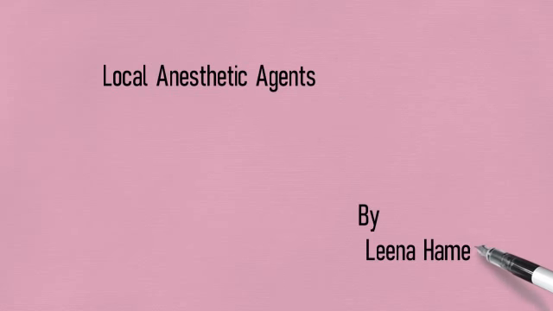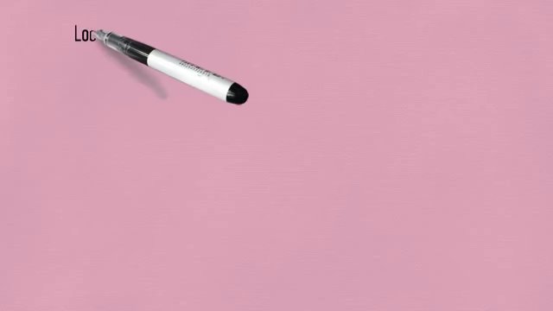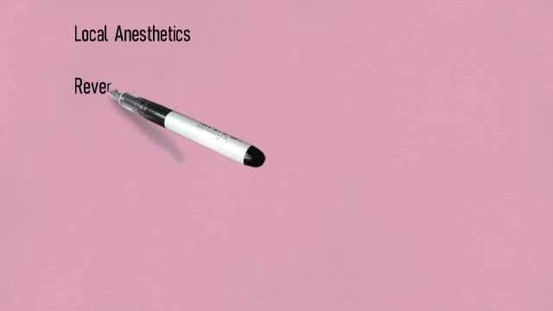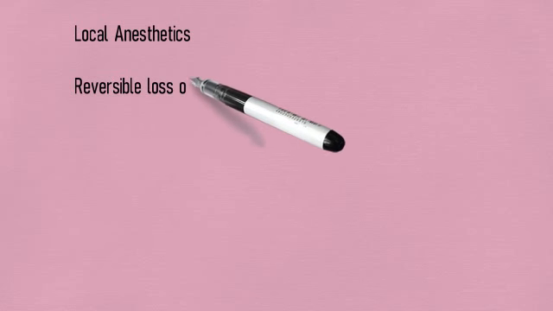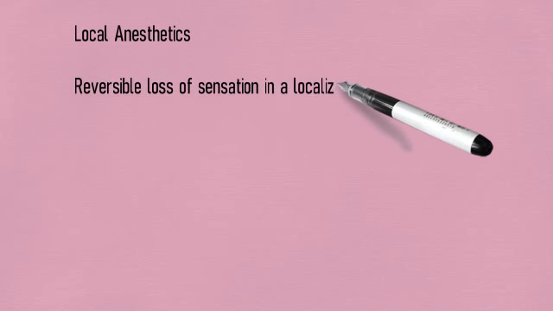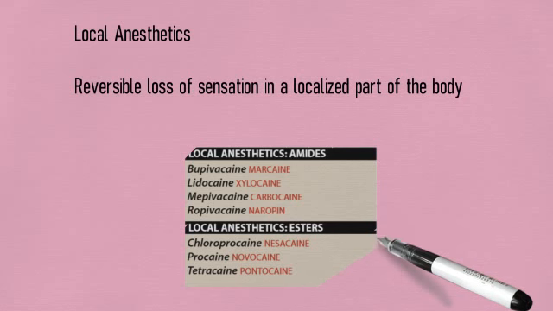So, what are local anesthetic agents? Local anesthetic agents are those that produce a reversible loss of sensation in a localized part of the body when applied directly onto the nervous tissues or mucous membranes. So, this means that the local anesthetic drug reversibly prevents the transmission of nerve impulses in a specific region where it is applied without affecting the consciousness.